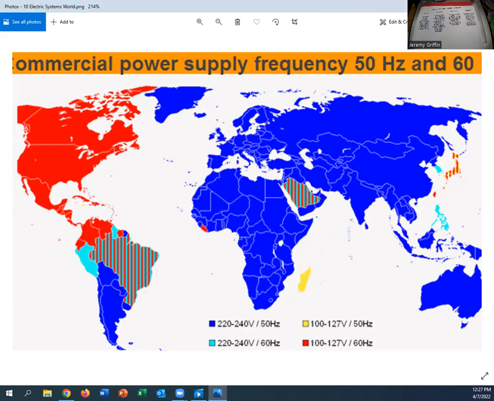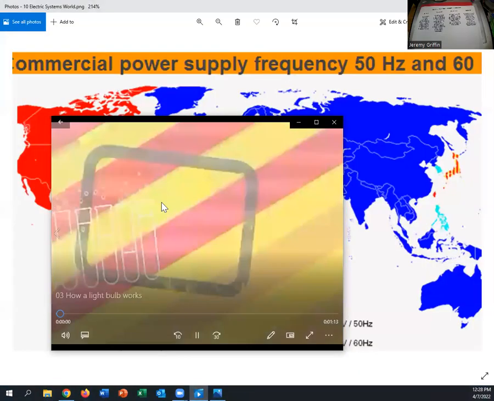Now, cell phone adapters or a lot of laptops will also have some adapter where it will take in any of these scenarios and then turn it into direct current so that your devices will run. Okay. Oh, something else I want to look at here.